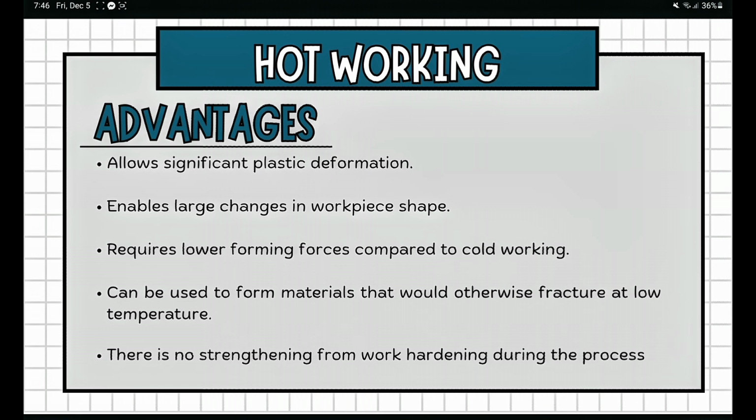The fifth one is there is no strengthening from work hardening during the process. New grains form continuously while the metal is being worked. This keeps the metal soft and workable throughout the process.